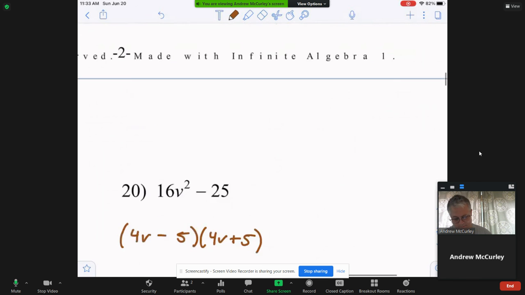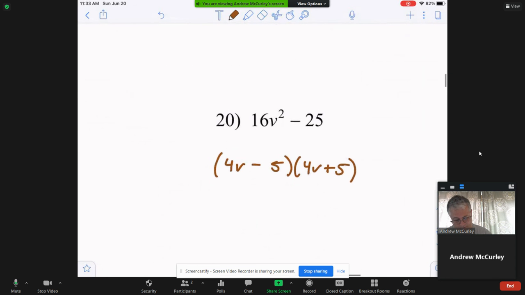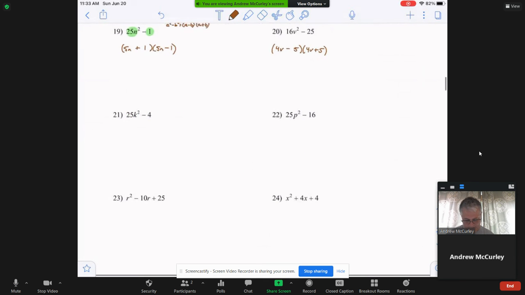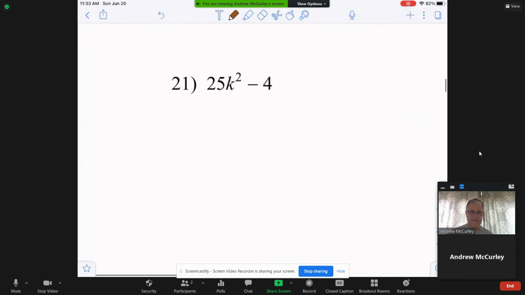Now the trick I'll do is maybe I'll throw this problem in here and I'll put a plus sign there and see if you notice. All right? Don't fall for that trick. Don't fall for that trick. All right? Same thing here.